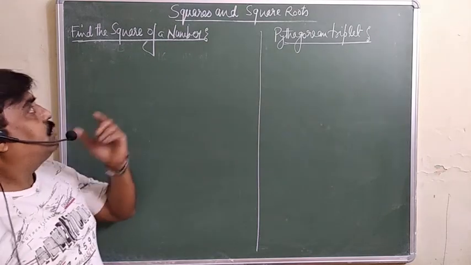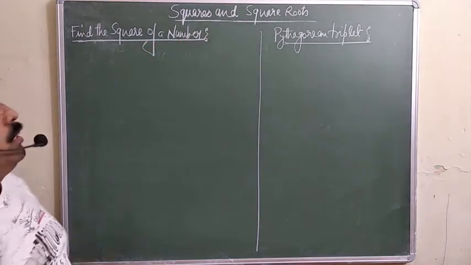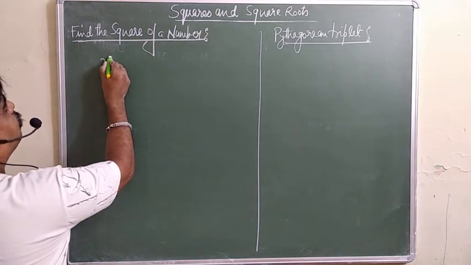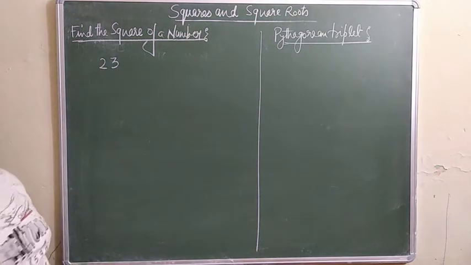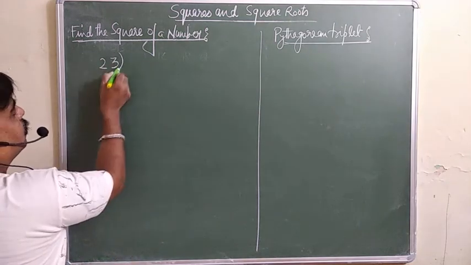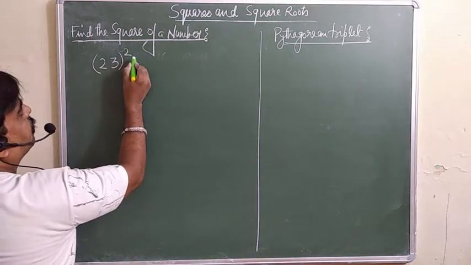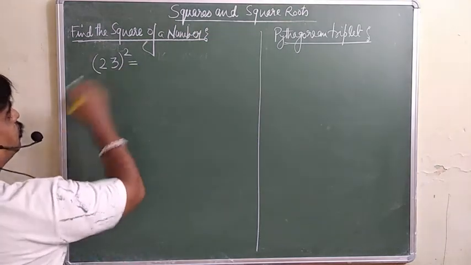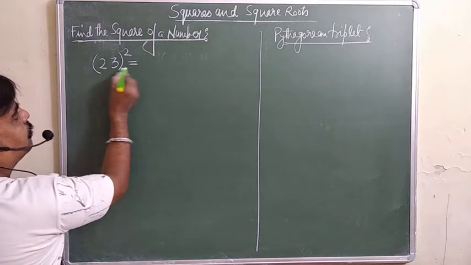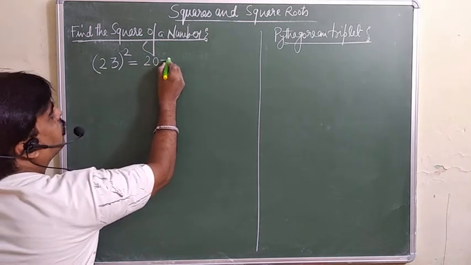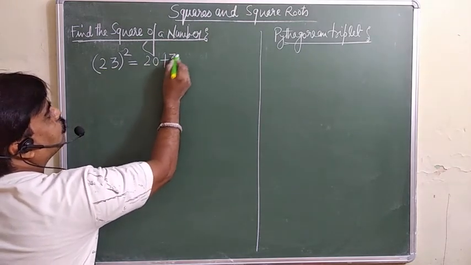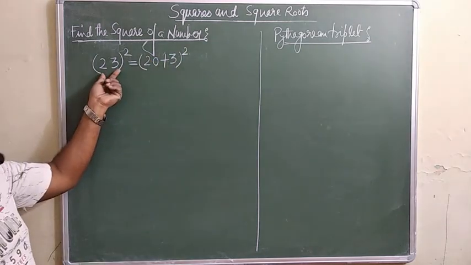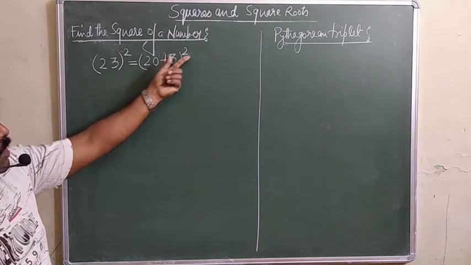So now next is find the square of a number. If any number is given, for example, suppose we are taking the number 23. You want to do the square of this number. हमें इस number का square करना है. What will be the square of this number? So the first method is you can break this number into any two numbers. Like you can write this as 20 plus 3 whole square, because we want to do the square of 23. तो इसको दो नंबर में break करो, 20 plus 3 whole square.